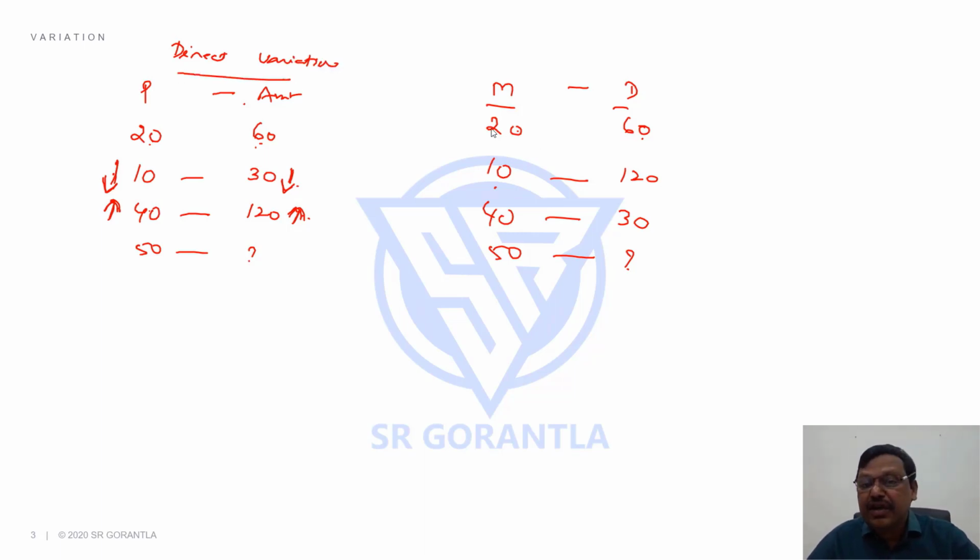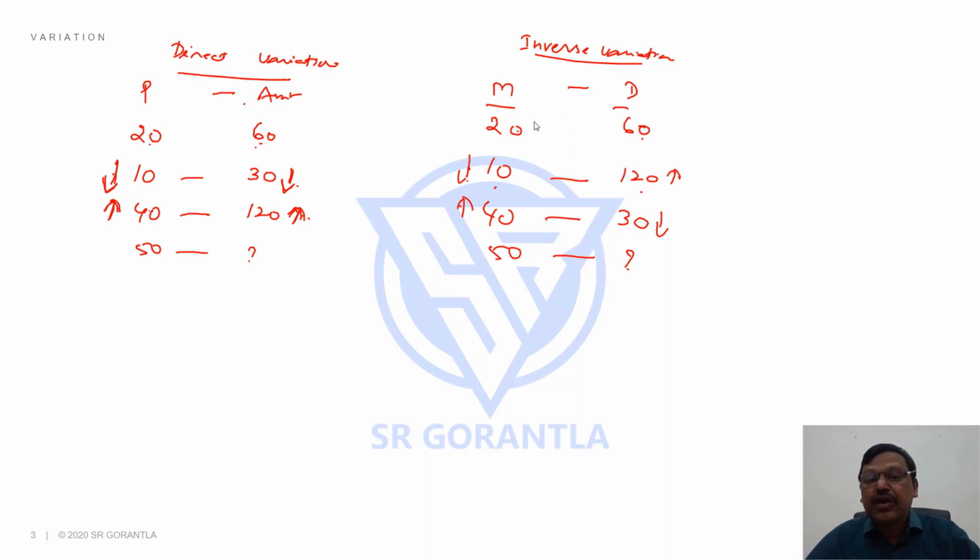Whereas in the men and days example, if one decreases, the other increases. When one increases, the other decreases. Because they are changing inversely, we say they are in inverse variation. A decrease in one item makes a corresponding increase in the other item. An increase in one item makes a corresponding decrease in the other item.